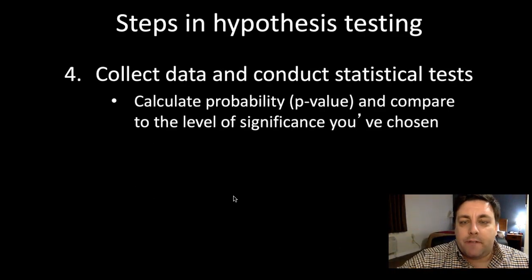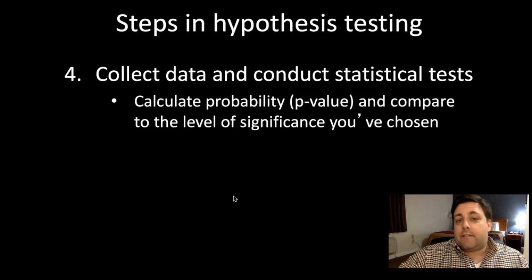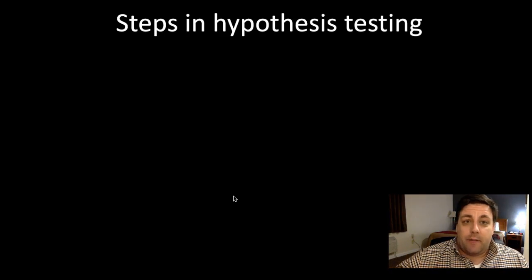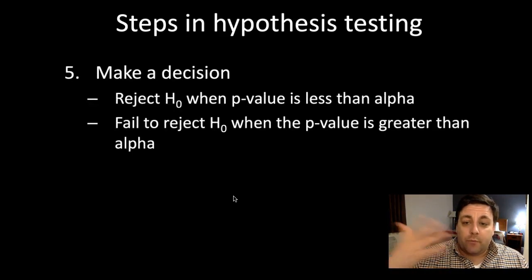So the fourth step in the hypothesis testing process is to collect data and conduct the statistical test. When you conduct that statistical test, you'll get a p-value. More on this in a little bit. That lets you determine whether you're going to reject the null hypothesis or fail to reject the null hypothesis. And that's where you make a decision, which is the fifth step.